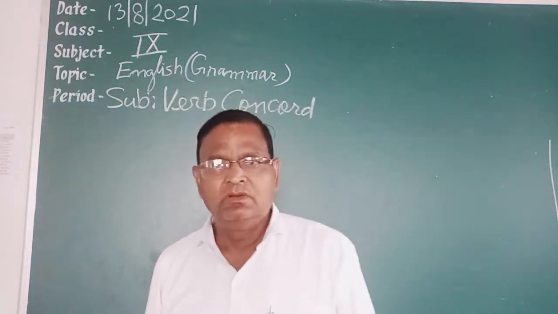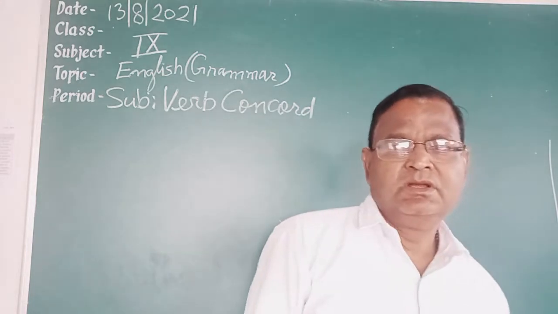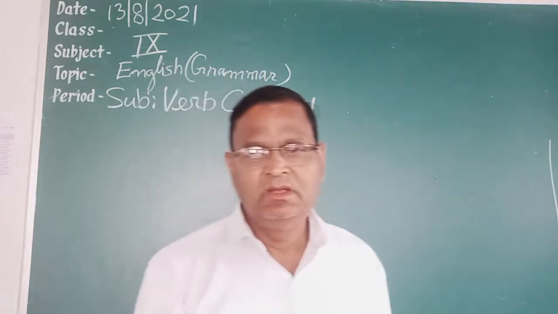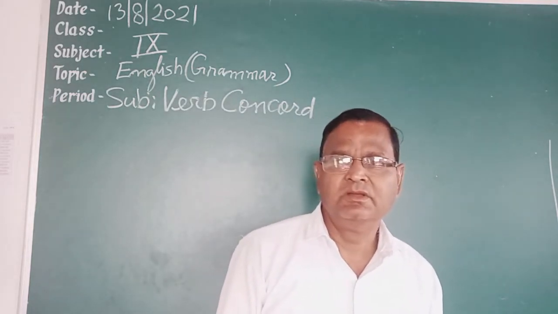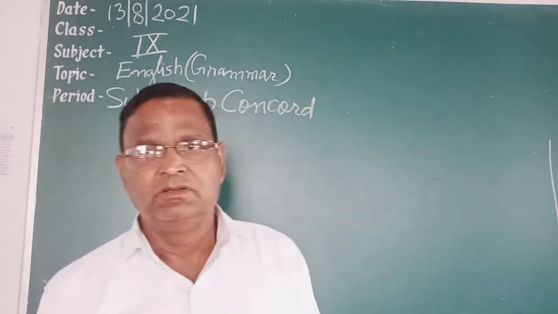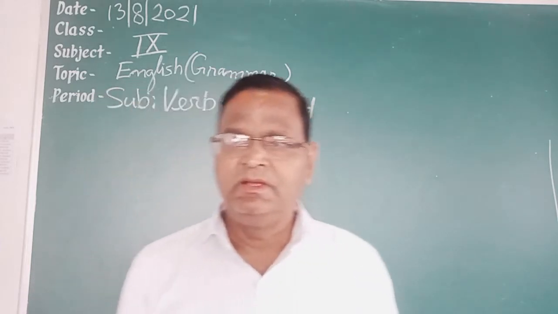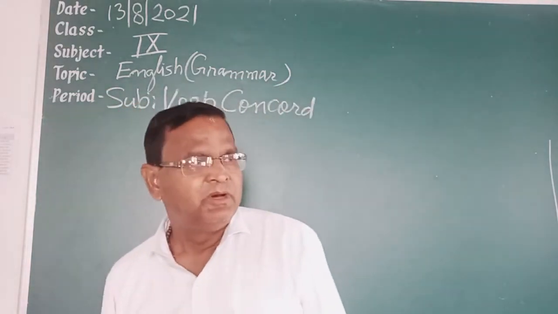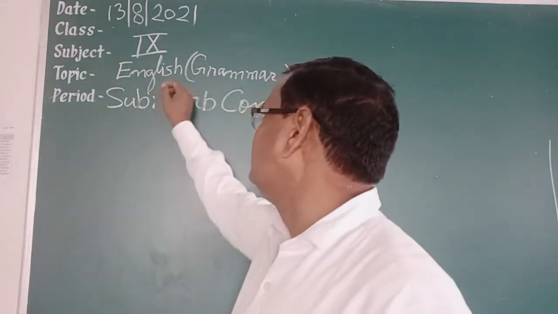I have told you that a subject may be in three persons if it is a personal pronoun. First person: I, we; second person: you; third person: he, she, it, they. These persons are in number, singular or plural. How a verb agrees with its subject according to person or number is known as verb concord or verb agreement.